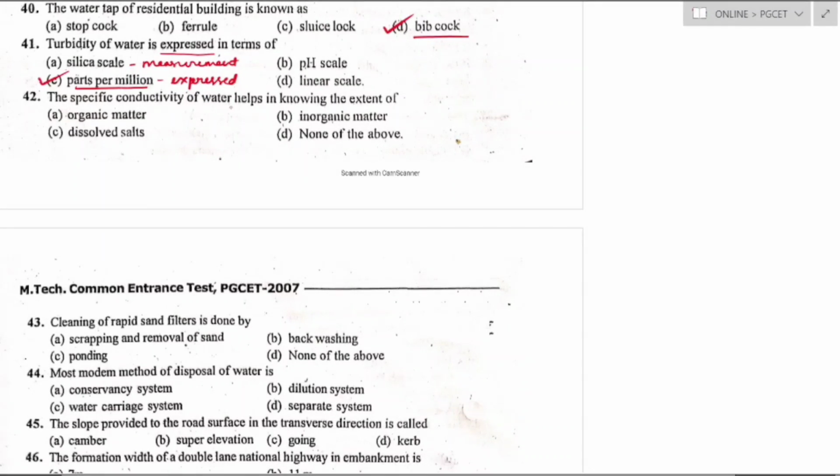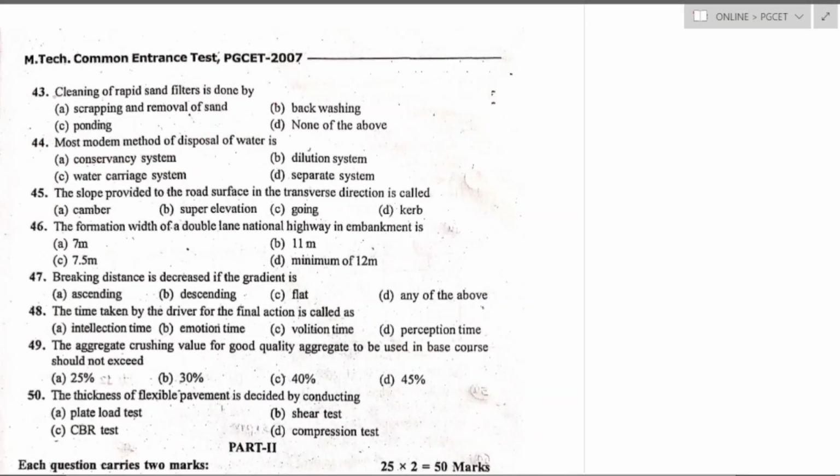Question number 42. The specific conductivity of the water helps in knowing the extent of dissolved salts. Option C is the right answer.